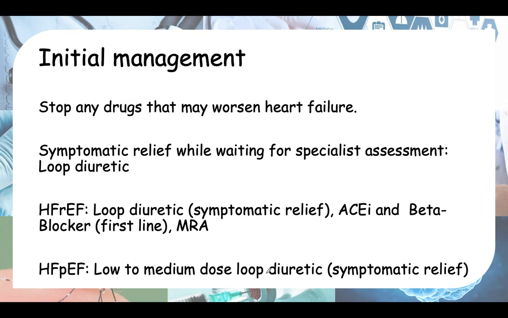And if it's still not controlled, you have to refer to the cardiologist. And heart failure with reduced ejection fraction, they will benefit from some other drugs. So loop diuretic, as we said before, is symptomatic relief, and then the first line drugs are ACE inhibitors and beta blockers. So ACE inhibitors and beta blockers, you want to start on everyone with heart failure with reduced ejection fraction.